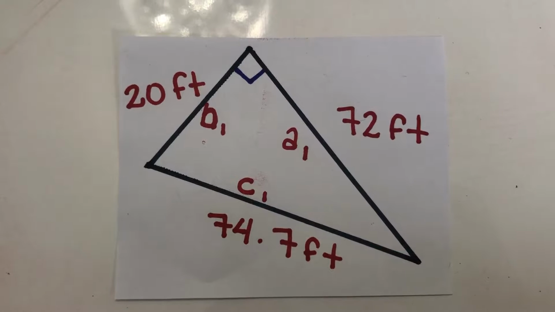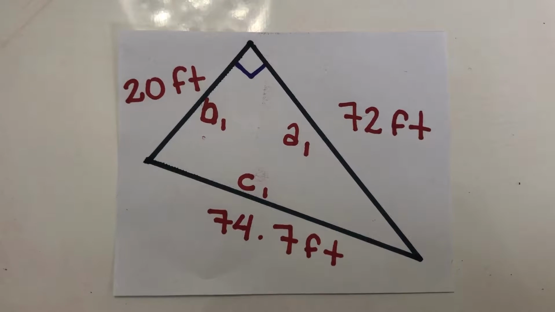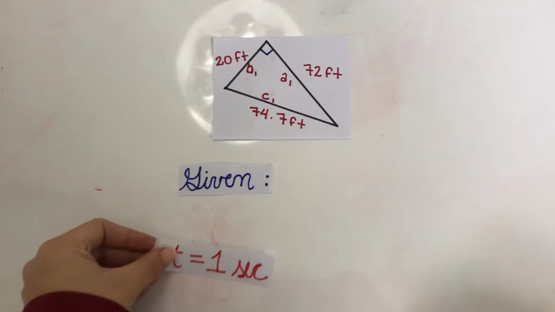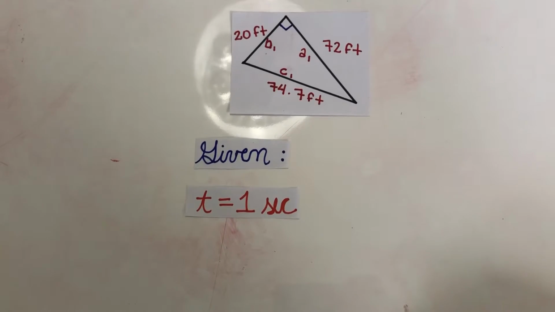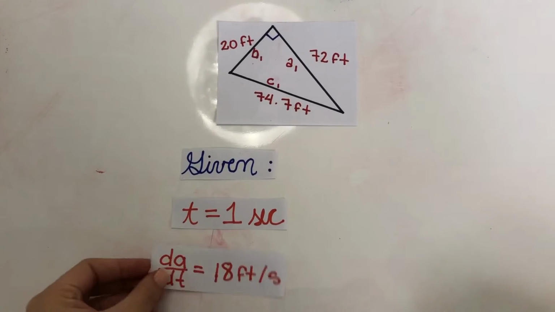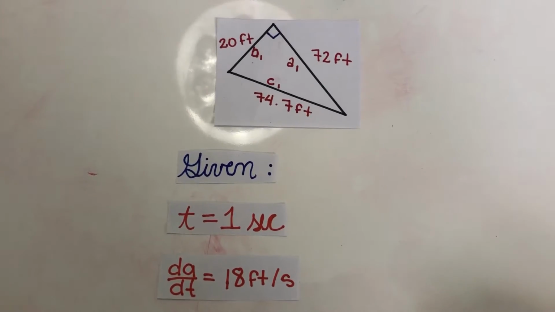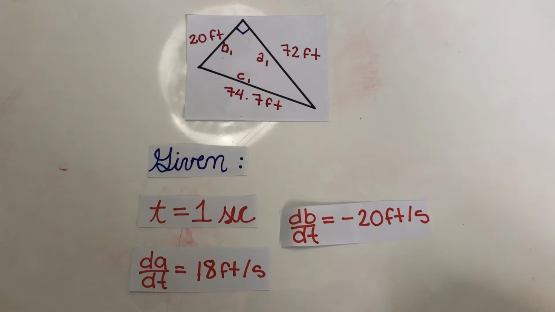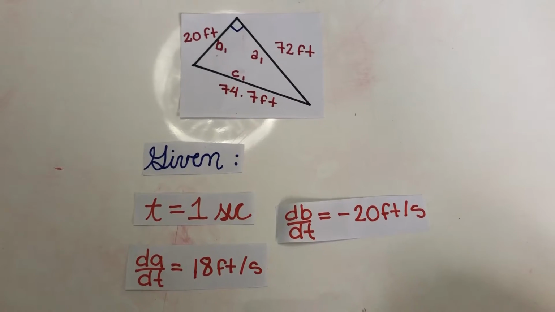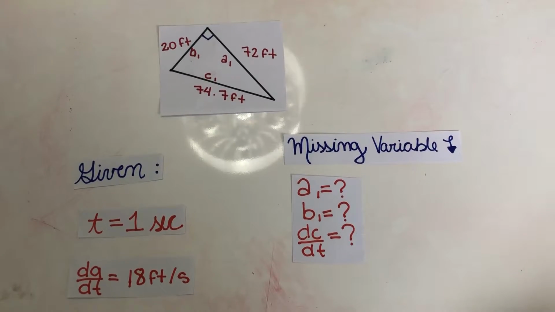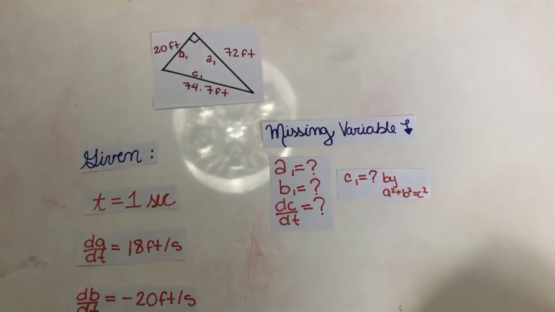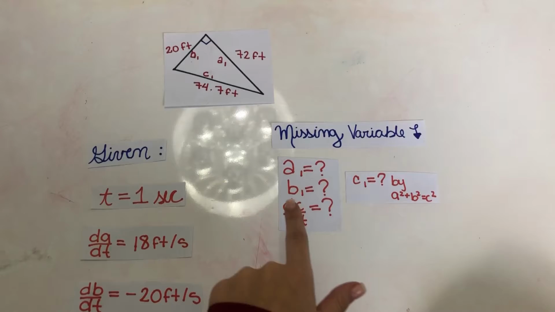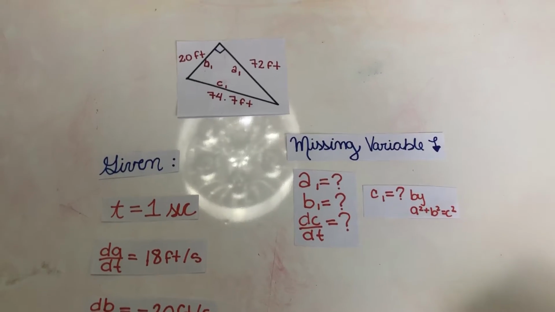We then use the Pythagorean theorem to find the distance between them. Our givens in this problem are time, which is 1 second, dA/dt, which is 18 feet per second, and the last one is dB/dt, which is negative 20 feet per second because it's going downwards. The problem asks for dC/dt. Also, C1 we'll look at after we look for A1 and B1. After we find A1 and B1, we can solve for C1.